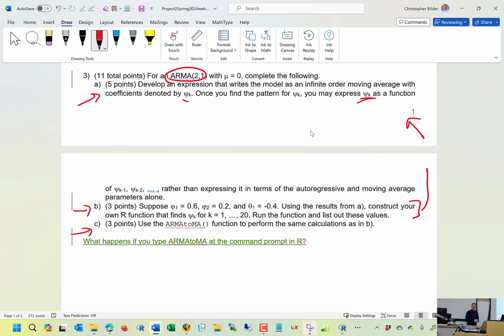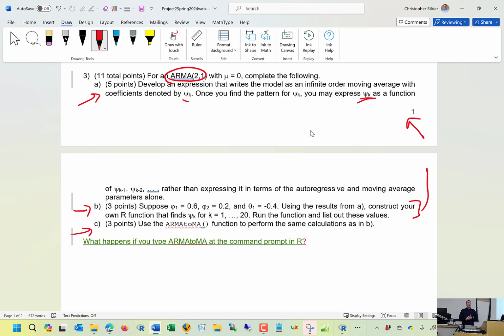Then, part C, remember we have an actual function already that does the calculations for us. It's called ARMA to MA. Run that function with these parameters. You'll know that you got the answer right in A and B if your answers match up with what's in C. This is an illustration of something I think we talked about last time: how we have these tools that are available to us to kind of check our answers. Well, let's take advantage of it. And this is how you can do it.